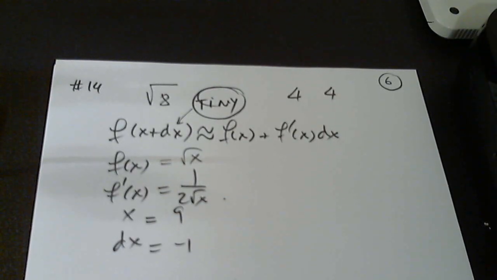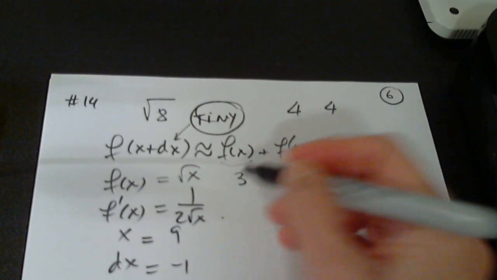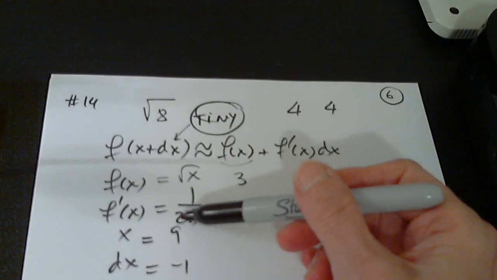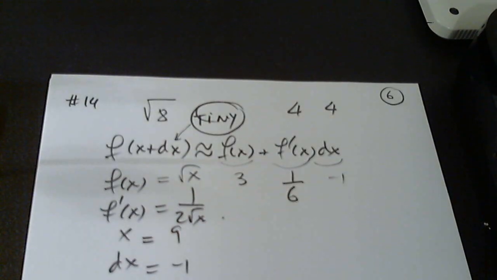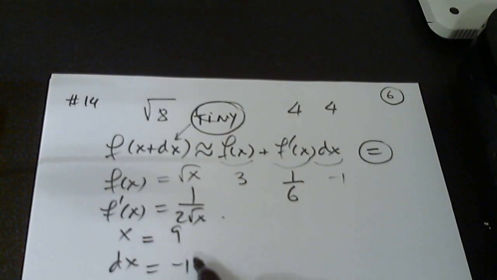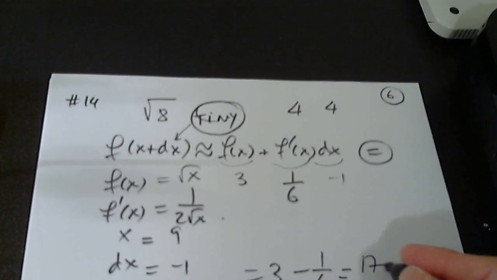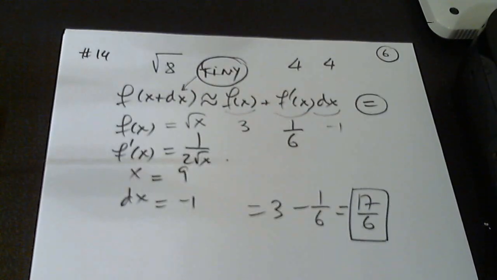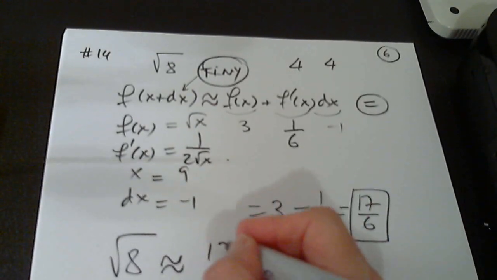Yes. Okay. So, f of x, the square root of 9 is 3. f prime of x, the square root of 9 is 3, 3 times 2 is 6, 1 over 6. And dx is -1. That's it. So therefore, see the difference. So 9 and -1, the error has to be small by comparison to x. Good. So we have 3 minus 1 over 6. So this is 18 minus 1, 17 over 6. We claim that the square root of 8 is approximately 17 over 6.